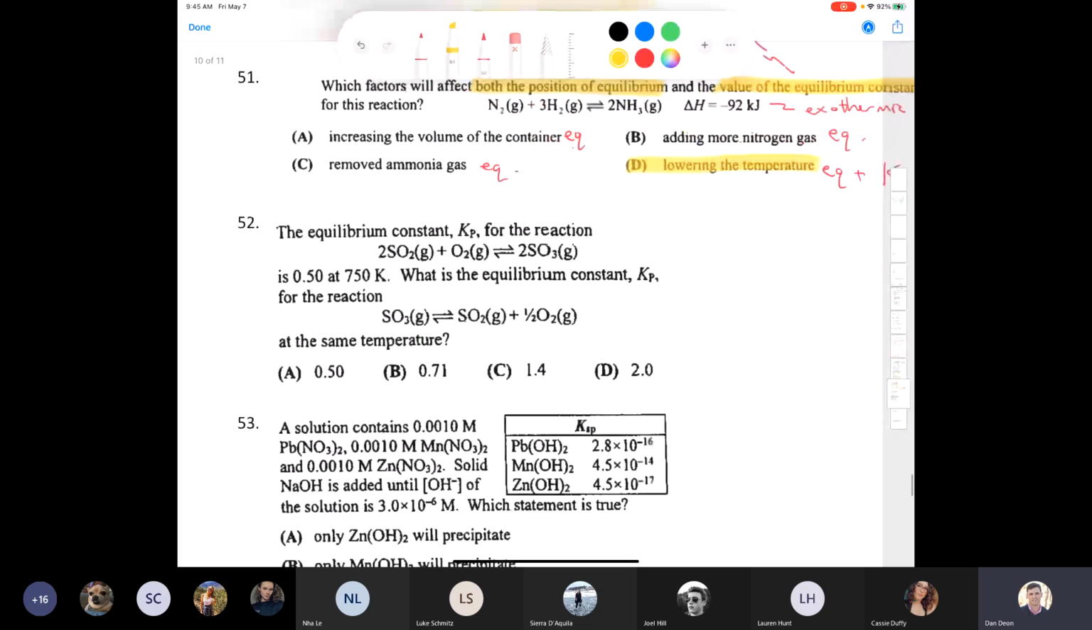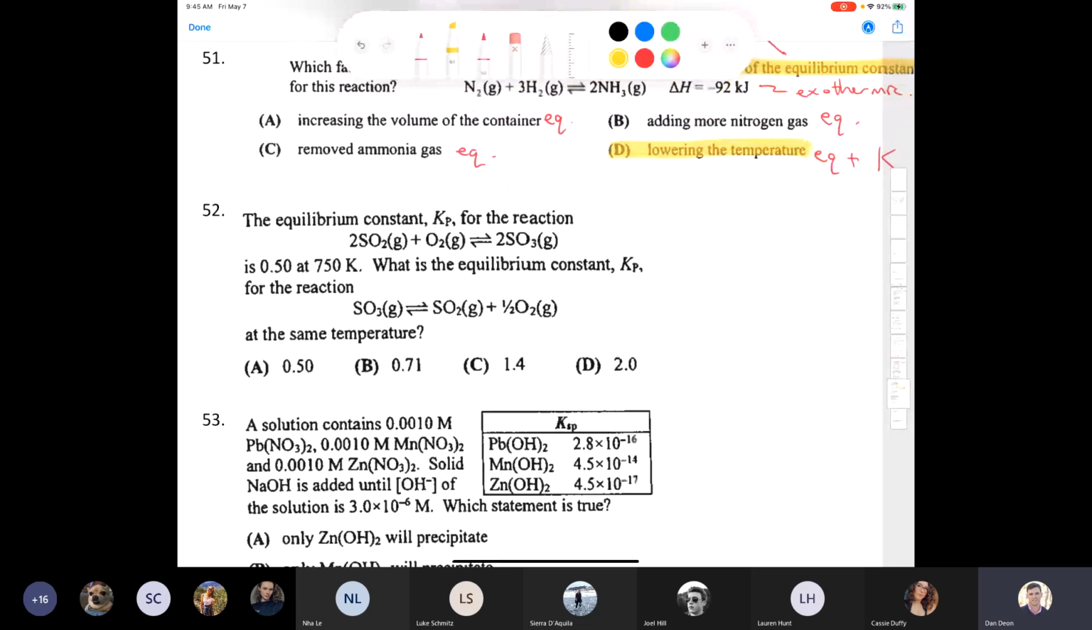Question 52. More equilibria. It says the equilibrium constant, Kp, for this reaction, 2 sulfur dioxide plus oxygen gives you 2 sulfur trioxide. Seems like somebody's obsessed with this reaction. Our Kp is 0.5 at 750 Kelvin. What is the equilibrium constant Kp for this reaction at the same temperature?